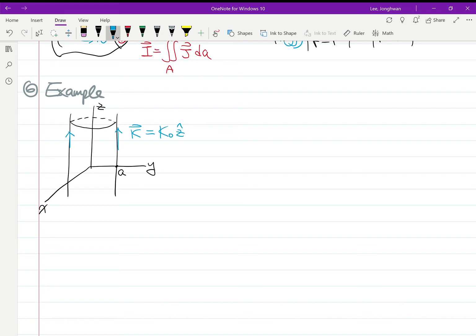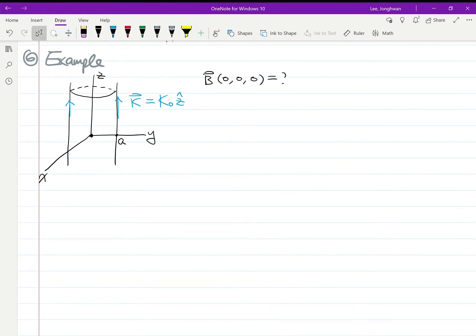Okay, the question is, this infinitely long cylinder will of course generate the B field in the space, but now we want to find the B field specifically at the origin. So what will be the B field when we measure the B field at the origin of the coordinate system? The question gave you the surface current density, so we will use the Biot-Savart law. There are many different ways to solve this question, but I will use the Biot-Savart law explicitly to show how to use it.